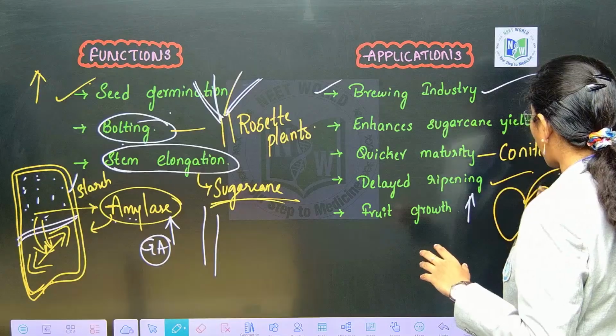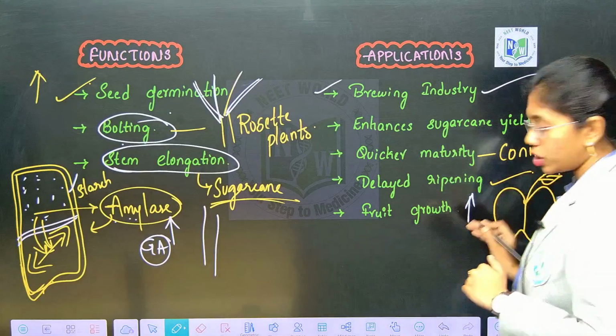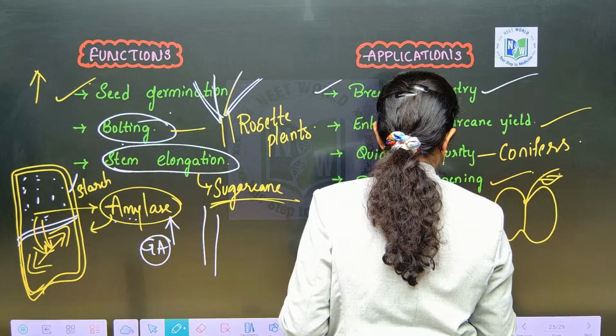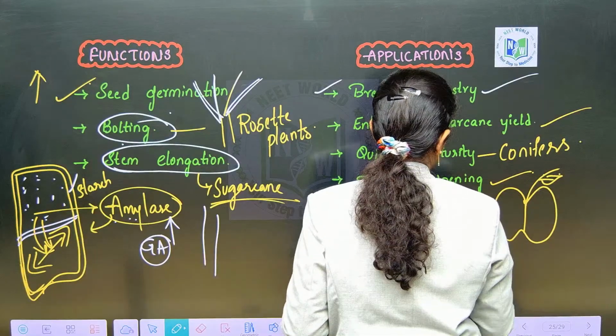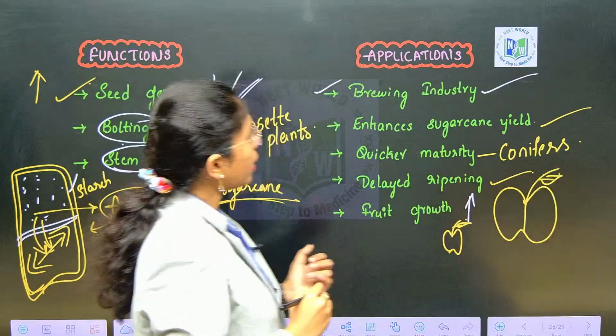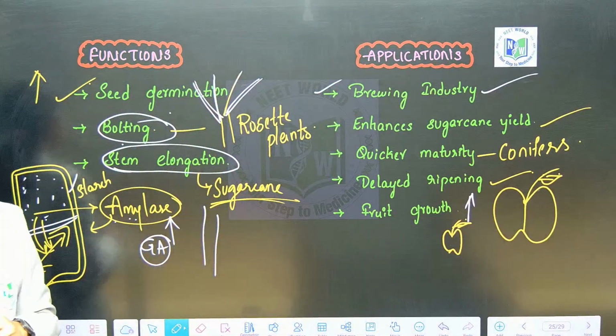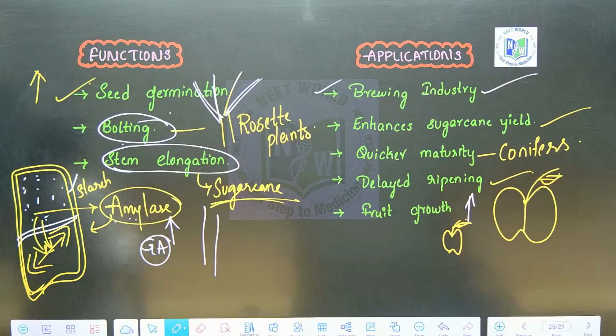For example, apple after spraying gibberellins, and apple when gibberellins is not sprayed. This much variation is observed. Fine, right? So, these are the functions and applications of gibberellins, very important. Keep noted with it.